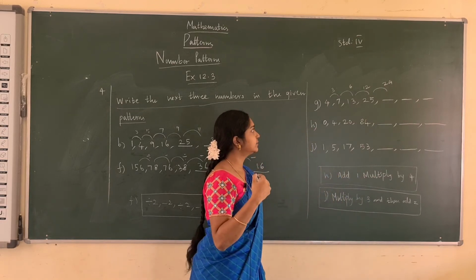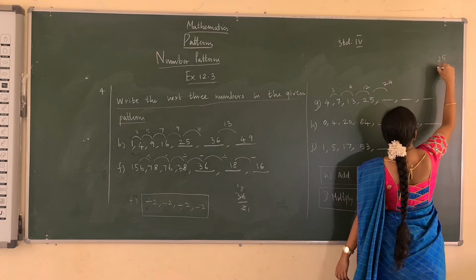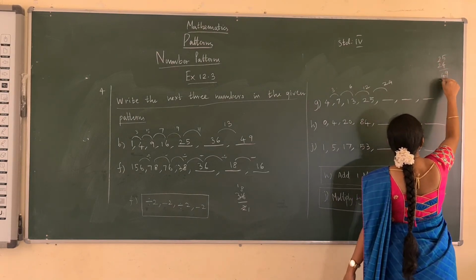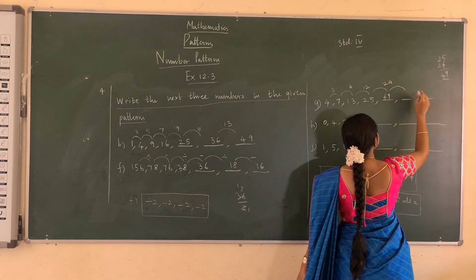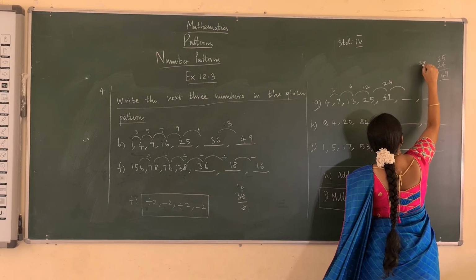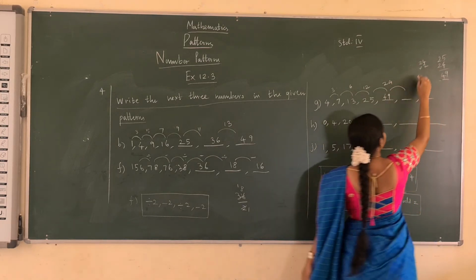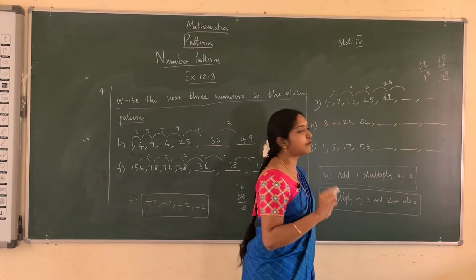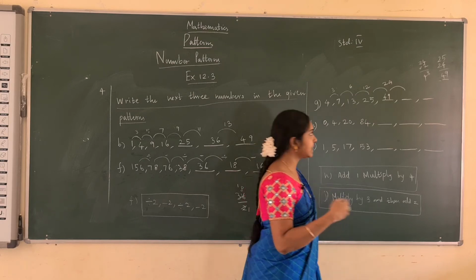So add 24 to 25. 5 plus 4 is 9. 2 plus 2 is 4. So it is 49. Next their difference must be 24 into 2. So 4 2s are 8. 2 into 2 is 4. So their difference should be 48. So we have to add 48 and 49.